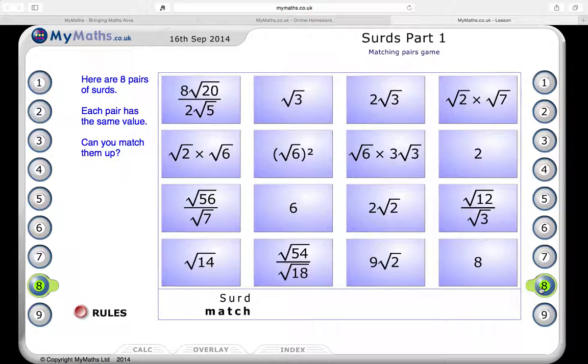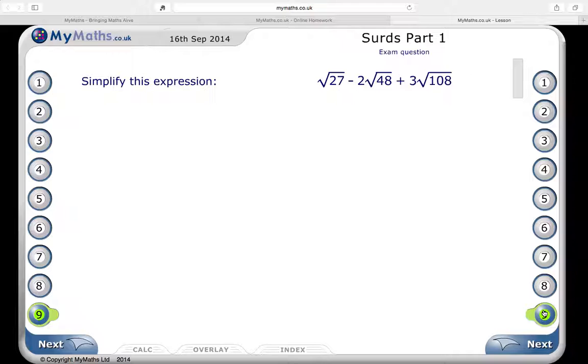So let's skip this. Now let's have a look at this. So basically here are 8 pairs of surds, each pair has the same value. Can you match them all? So it's basically just a matching game. So if you have access to MyMaths, I do highly recommend you have a look through these. I'm not going to do them myself because really it's about you fiddling about, and I'm not really able to do that on the video. So let's skip this again.